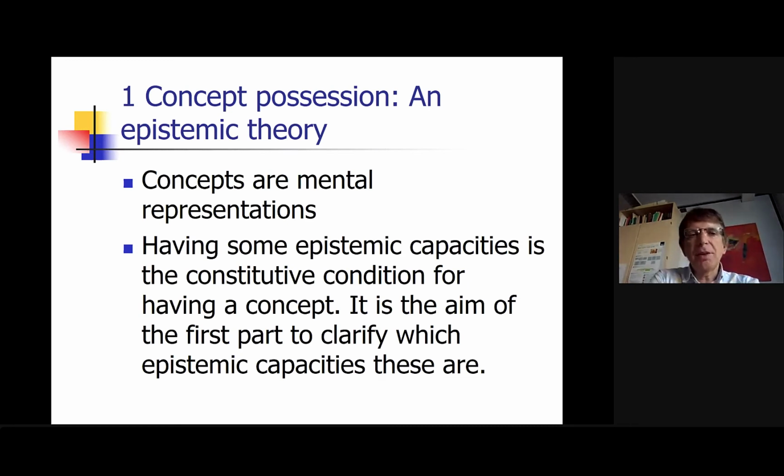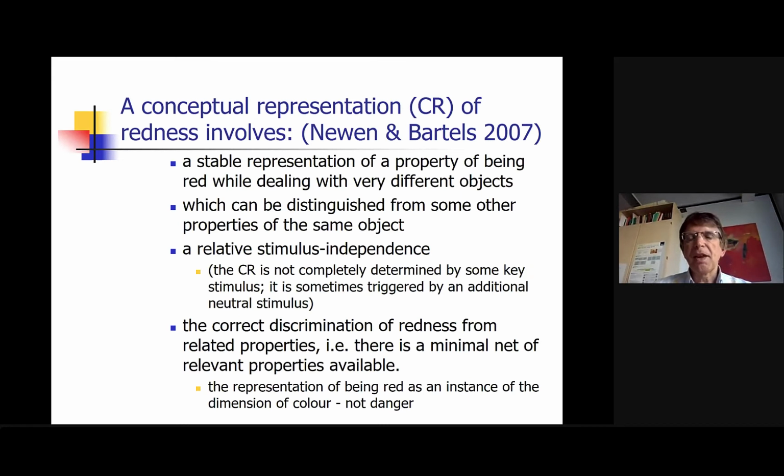So let me start with the first point. What does it mean to possess concepts? The idea is that, first, concepts are mental representations, which I think is common ground. And second, that having certain epistemic capacities is the constitutive condition for having a concept. So which are those capacities? Here is the suggestion as I spell it out now, looking at a conceptual representation of redness.